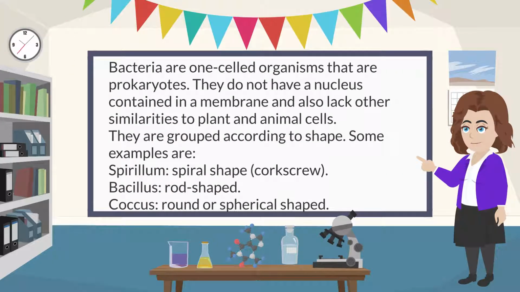Bacteria are one-celled organisms that are prokaryotes. They do not have a nucleus contained in a membrane and also lack other similarities to plant and animal cells. They are grouped according to shape. Some examples are Spirillum, spiral shape, corkscrew. Bacillus, rod-shaped. Coccus, round or spherical shaped.